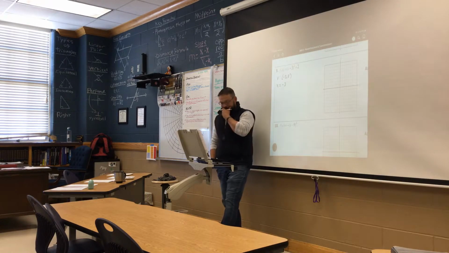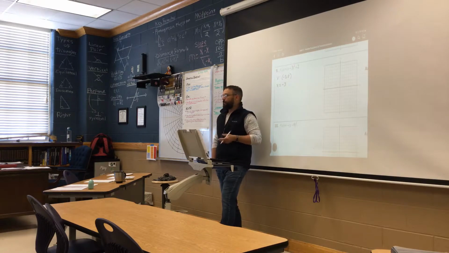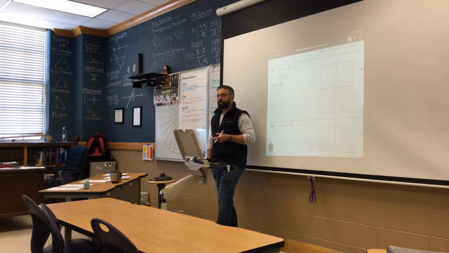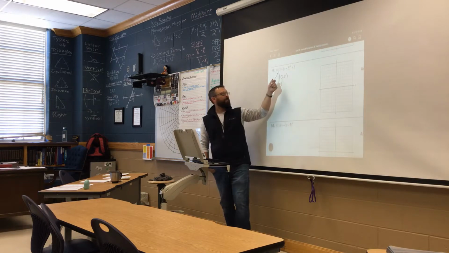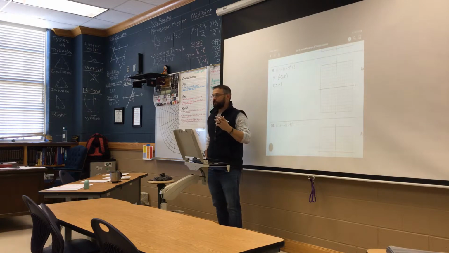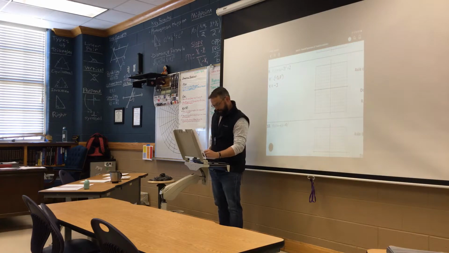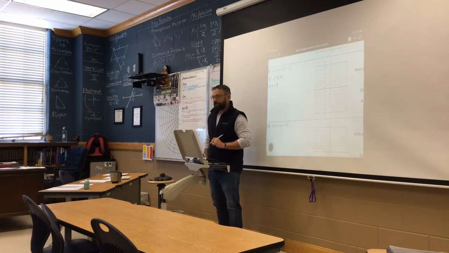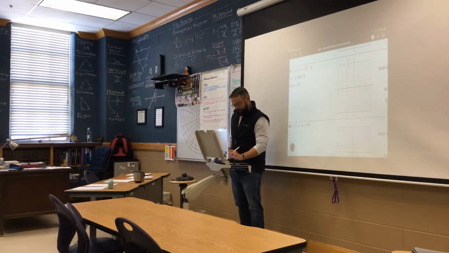What else can I tell? I can tell if it's smiling or if it's frowning. How do I know that? The number right in front of here. So I never even touched the graph, did I? I already know 3 very important things. So -3, there's my axis of symmetry. (-3, 2) is right here.